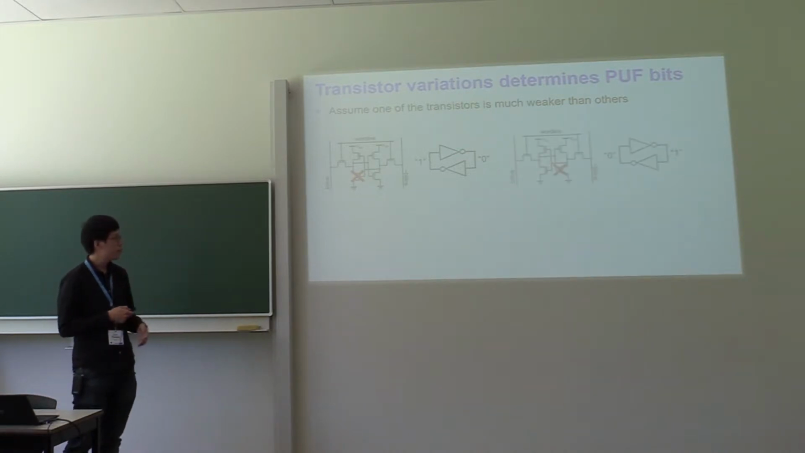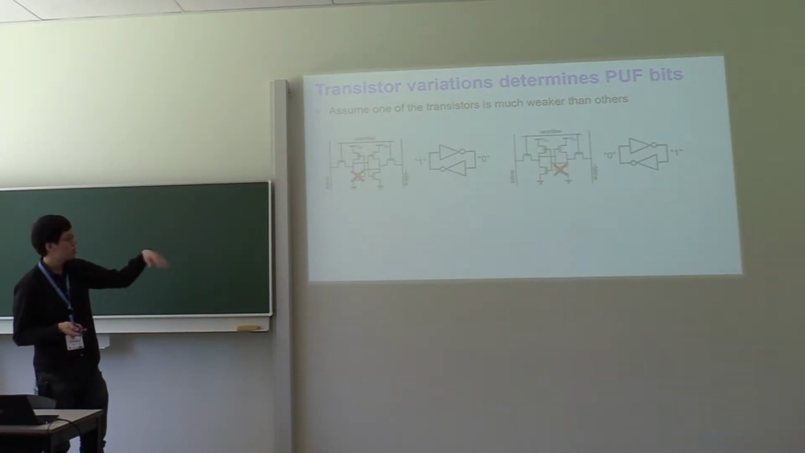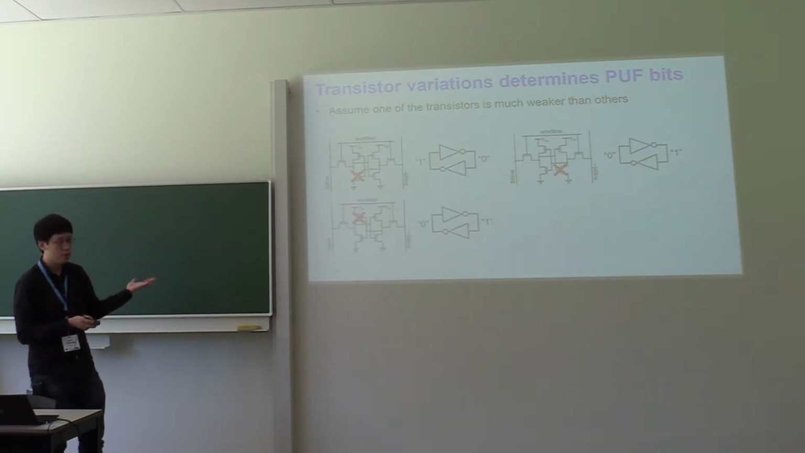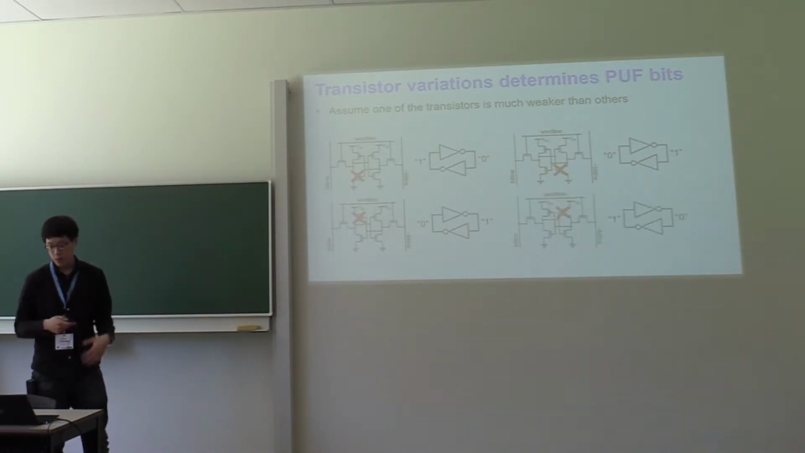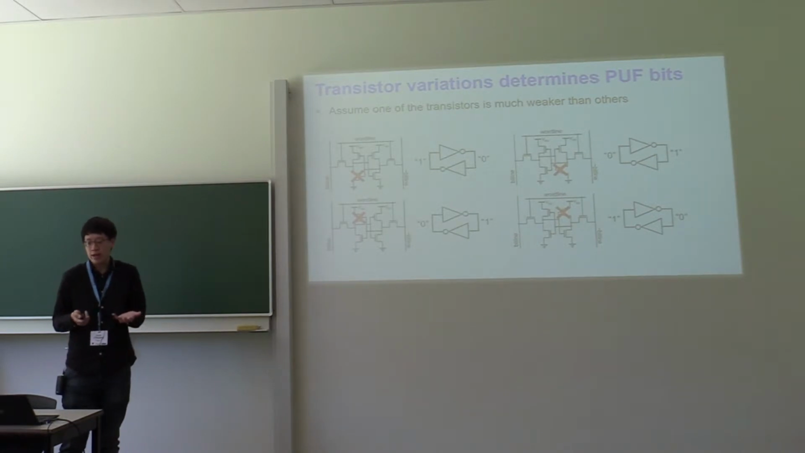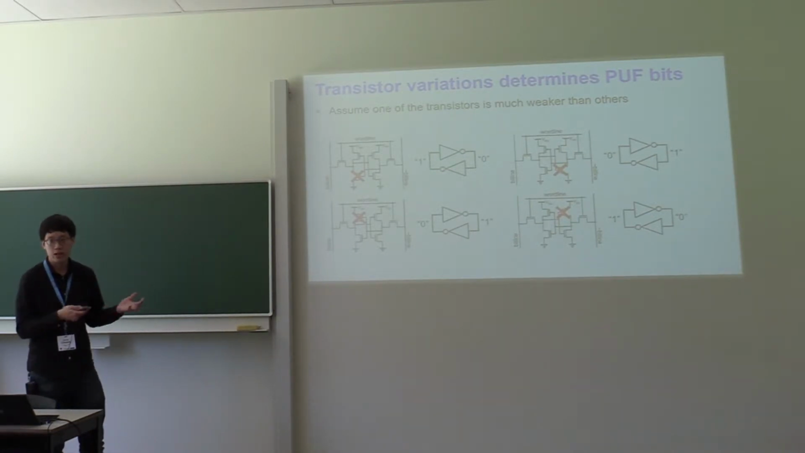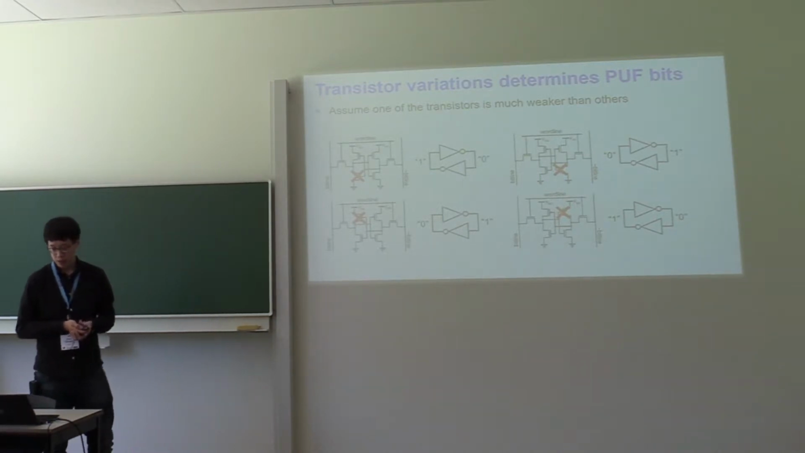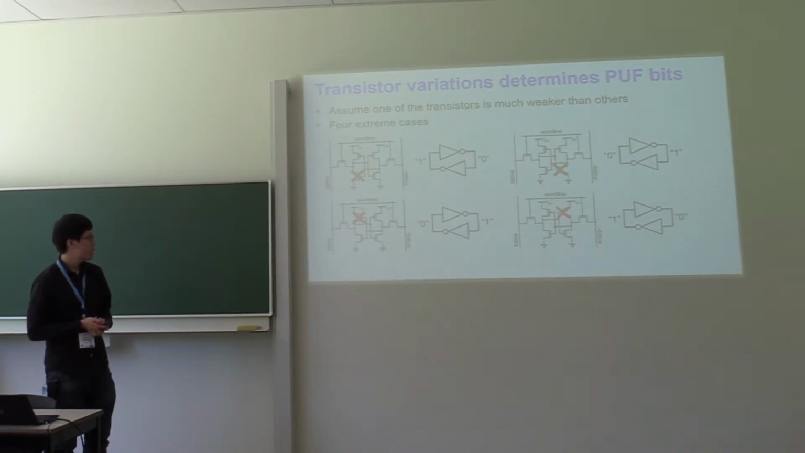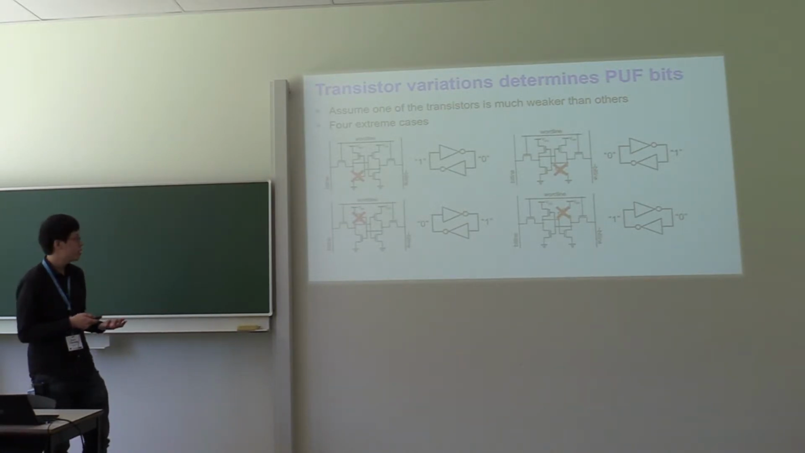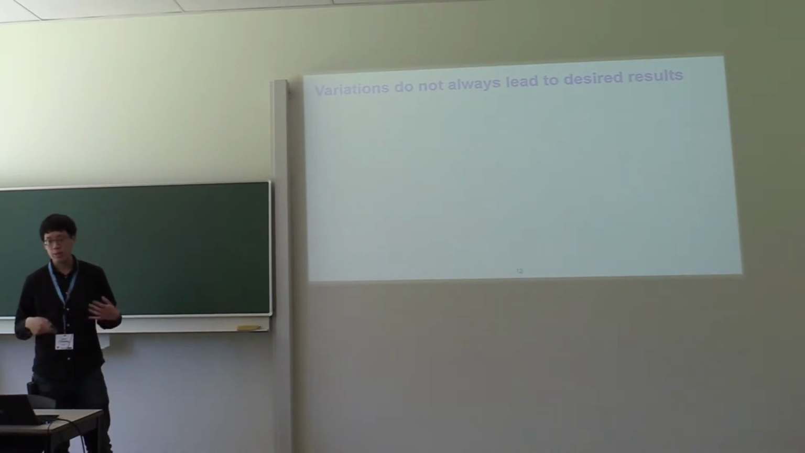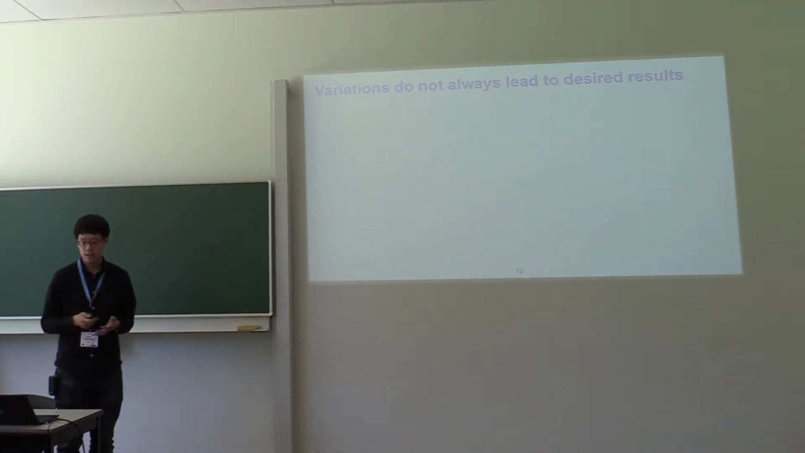We see another extreme case as well, which would result in the other state. If we assume the other transistor is broken, then we can see the effect we get if we have a weak transistor in these devices. So we show the 4 extreme cases. This is the case that we want to happen, but it doesn't always happen as we desire. It's always a mix of these cases.